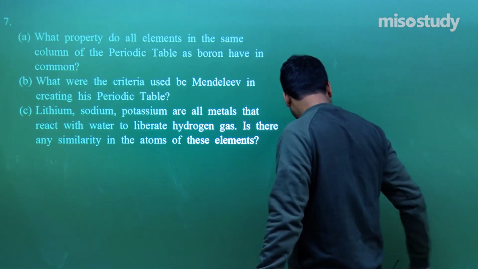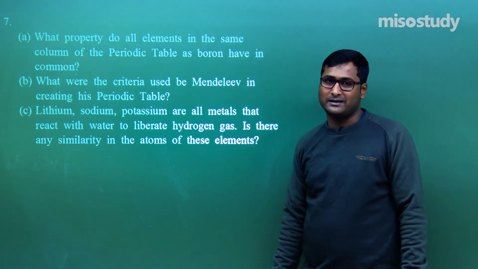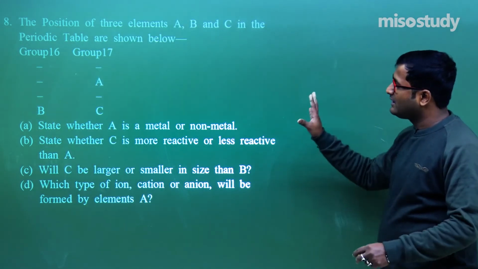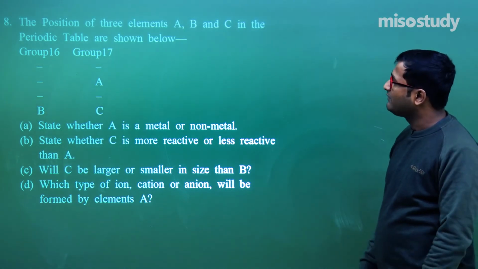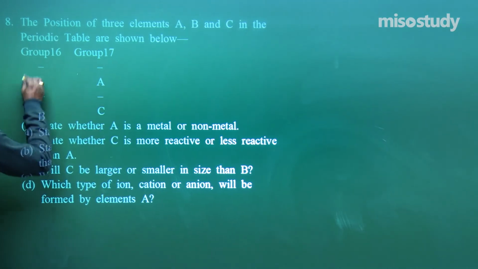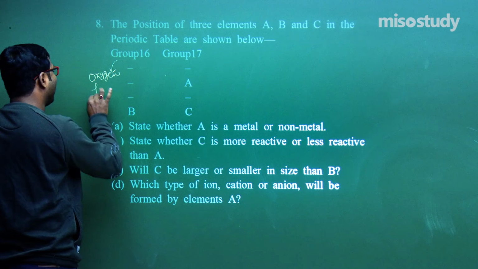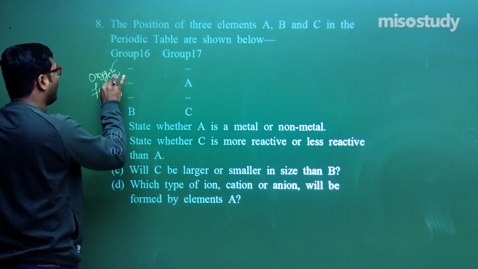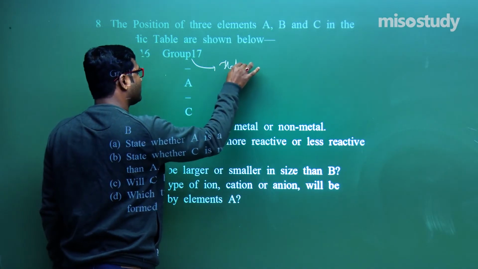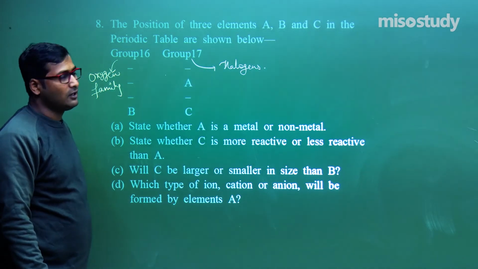Clear to you? I tried to cover the maximum number of questions from the NCERT syllabus. Now let's move to question number 8. This is a technical question about group 16 and group 17. Group 16 belongs to the oxygen family, also known as chalcogens, and group 17 elements are called halogens. Now the question is, state whether A is a metal or non-metal.